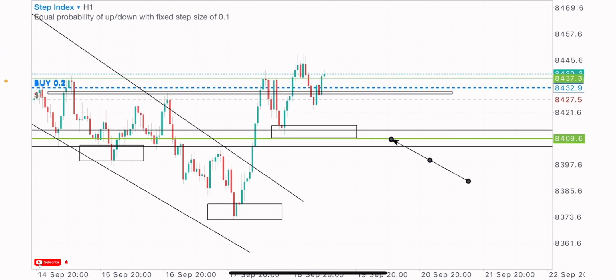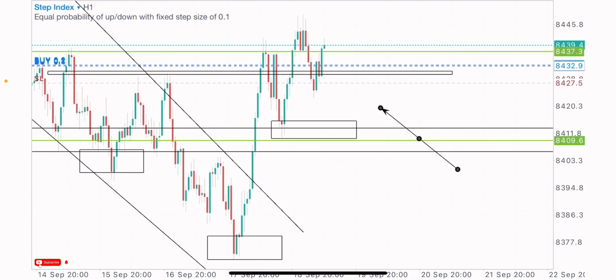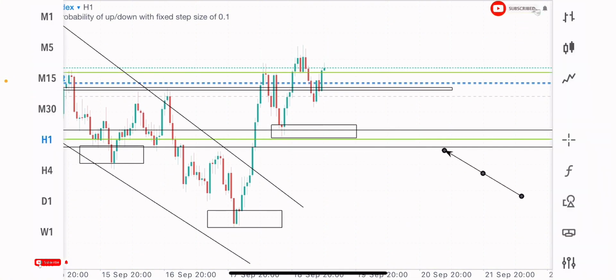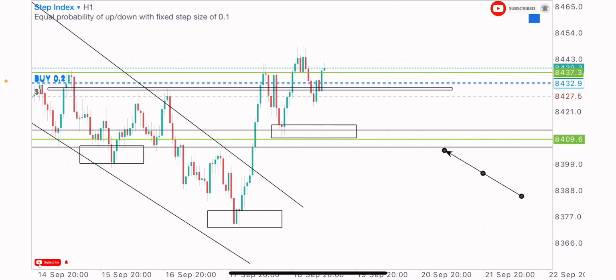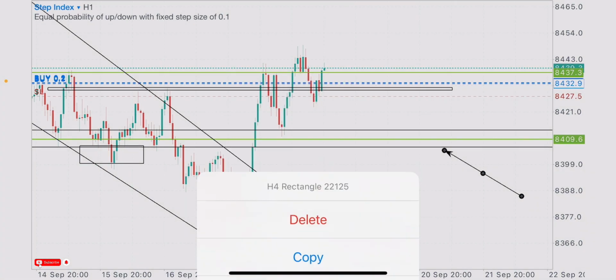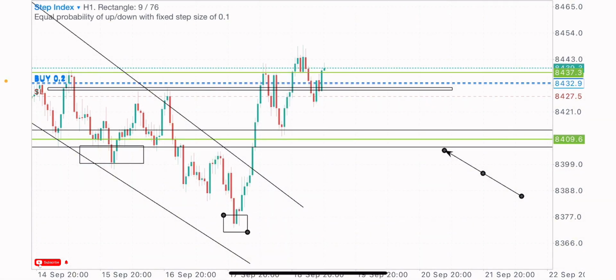So on the 1 hour time frame on step index, I saw the market was creating a bullish structure, which is what I needed. The market started creating these higher lows and higher highs. We got the first low at this point. Let's clear this to identify it properly. So we got the first low at this zone basically.